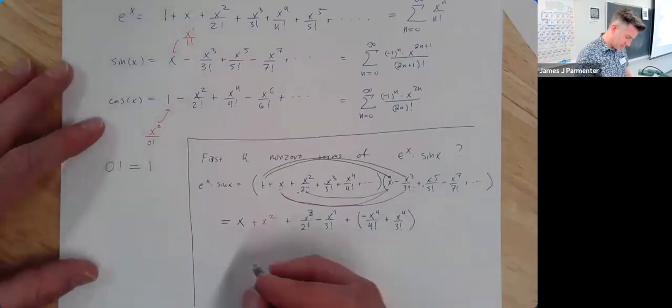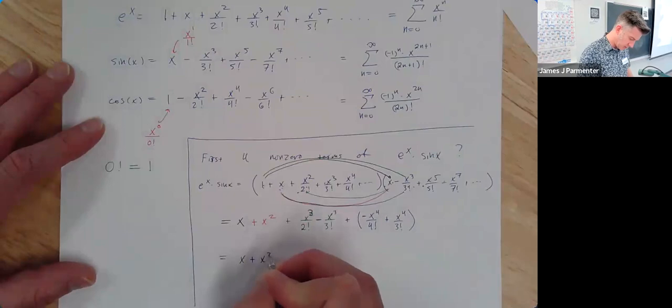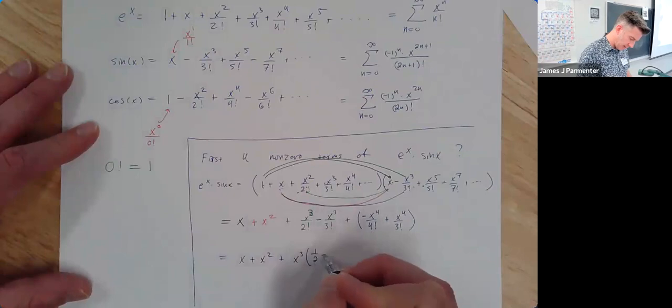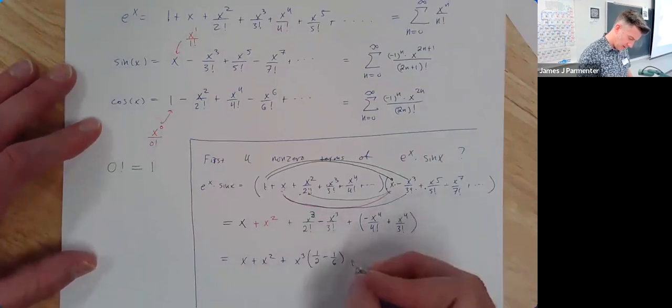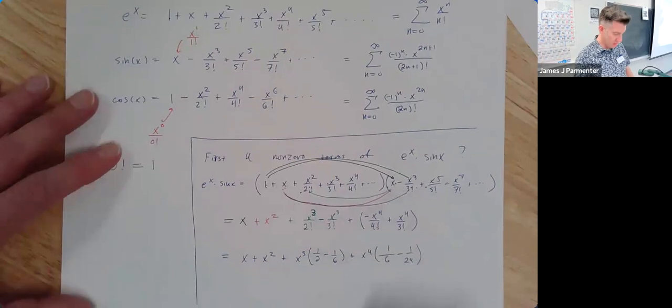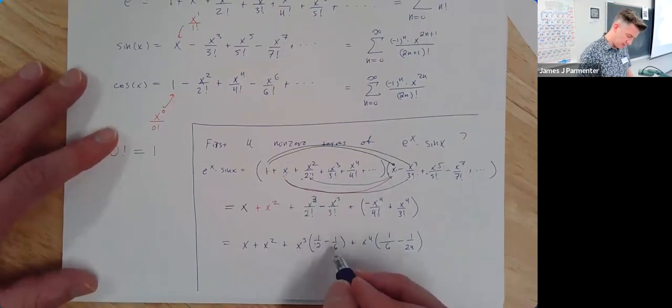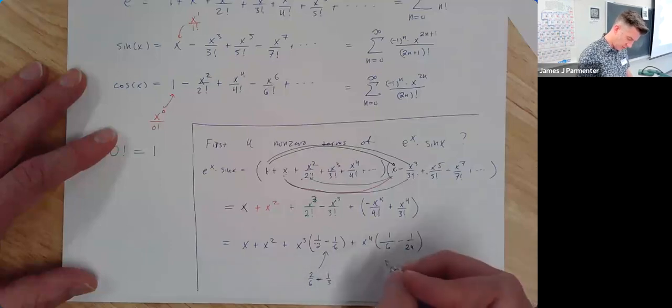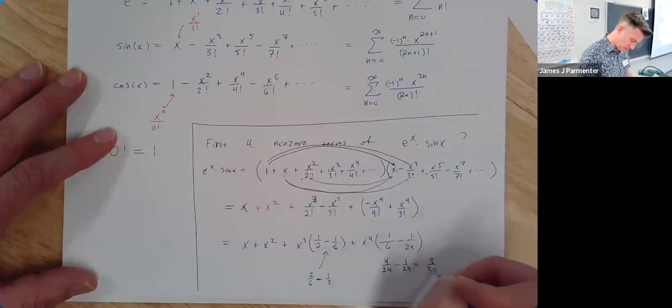And then if I wanted to simplify this, I would write it as x plus x squared plus x cubed times, this is 1/2 minus 1/6. And then here I have plus x to the 4th times 1/6 minus 1/24. If you really wanted to, you can simplify these fractions. 3/6 minus 1/6 is 2/6, which is 1/3. And 1/6 minus 1/24 is 4/24 minus 1/24, which is 3/24, which is 1/8.